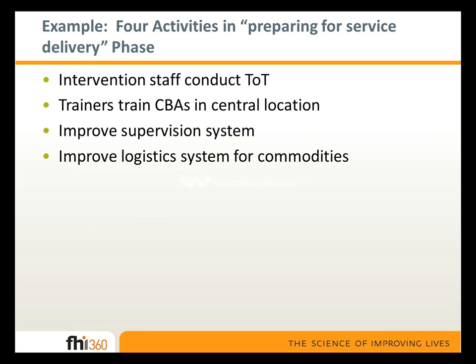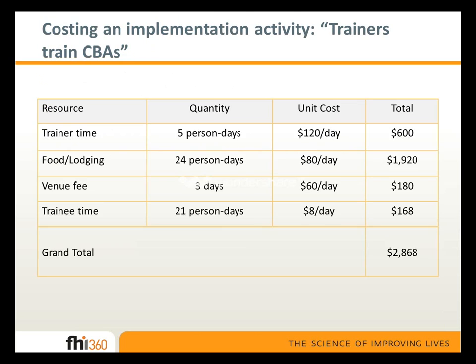So for example, let's imagine we've got an intervention and we're looking at the preparing for service delivery phase, the second of the three phases that I mentioned. And here are four illustrative activities that we might have. A training of trainers, then those trained trainers would go and train community-based agents in a central location. There might also be some activities to improve the supervision system, and we might also be looking at improving the logistics system for commodities. Now let's focus a little more closely on one of these activities to illustrate some of what I've already talked about.